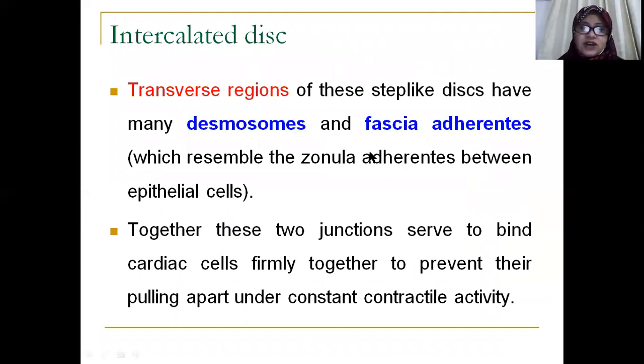Transverse regions of these step-like discs have many desmosomes and fascia adherens, which resemble the zonula adherens between epithelial cells. Together, these two junctions serve to bind cardiac cells firmly together to prevent their pulling apart under constant contractile activity.